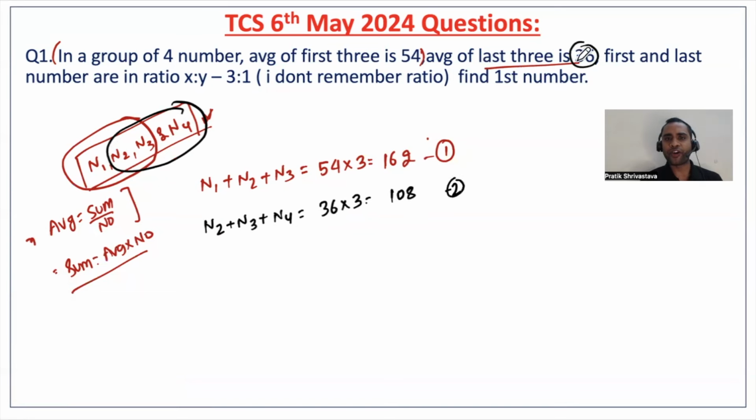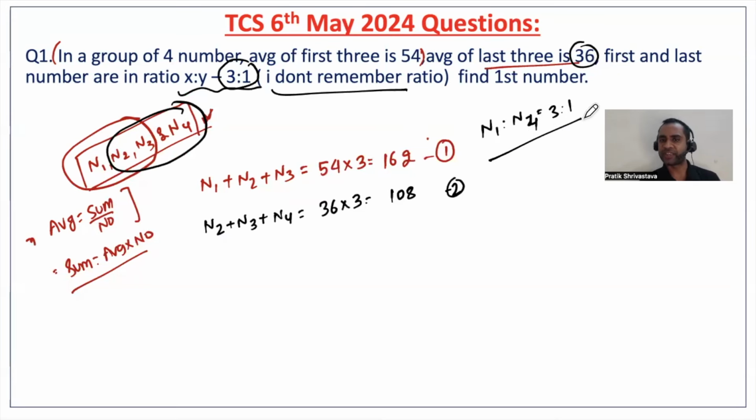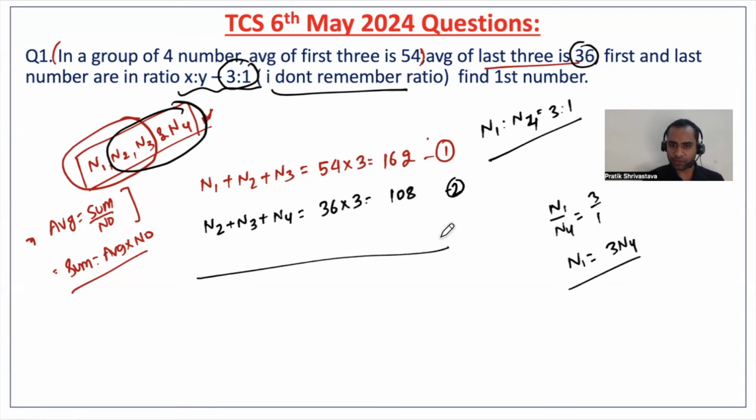Now the first and the last number are in the ratio of x is to y, 3 is to 1. So basically they are telling n1 is to n4, first is to last number ratio is 3 is to 1. This particular ratio the student was definitely not able to remember, so I have taken a data here. So n1 is to n4, the first and last number, suppose it is 3 is to 1. That means n1 by n4 is nothing but 3 is to 1, right? So you can say n1 will be equal to 3 into n4. Anyway, now what I'm going to do is subtract this.